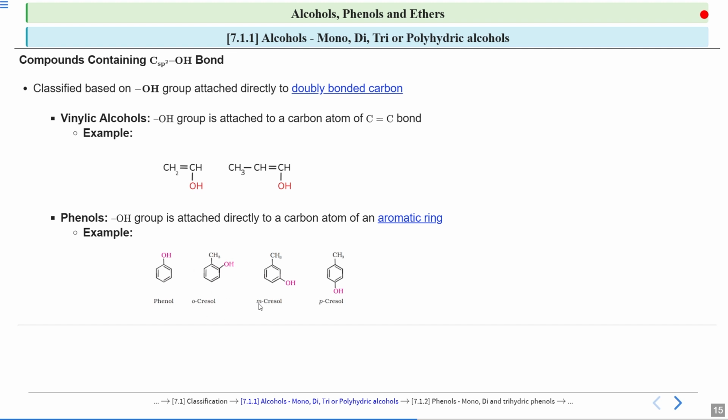Next is ortho-cresol. At the ortho position we have the hydroxyl group, and a methyl group, on the benzene ring. In meta-cresol, we have just changed the position of the hydroxyl group from ortho to meta. And the last is para-cresol, where the hydroxyl group position becomes para. So these are the phenols, where the hydroxyl group is directly attached to a carbon atom of an aromatic ring.